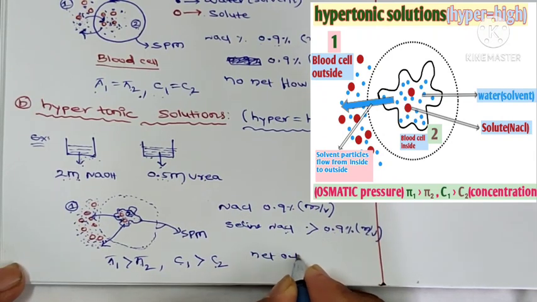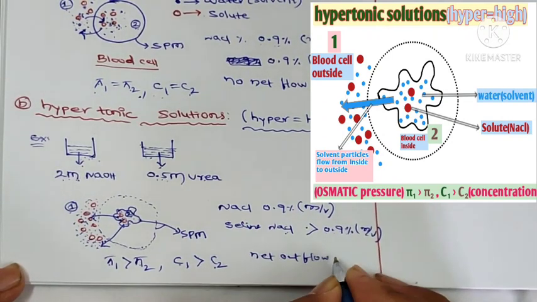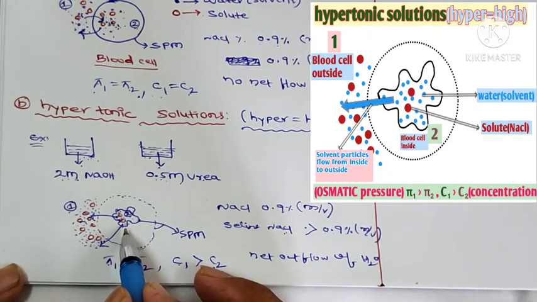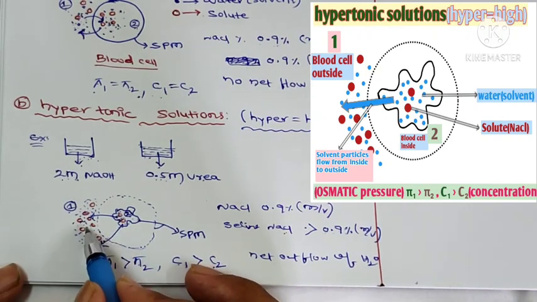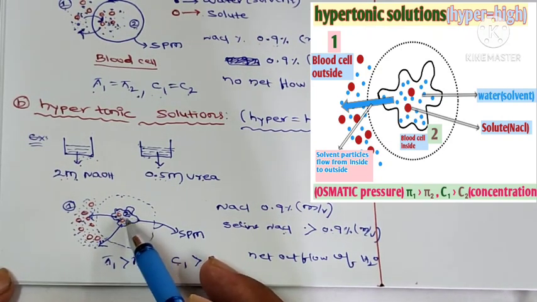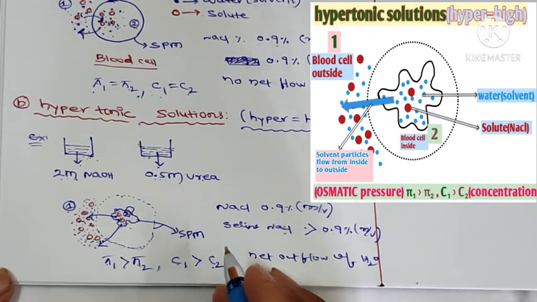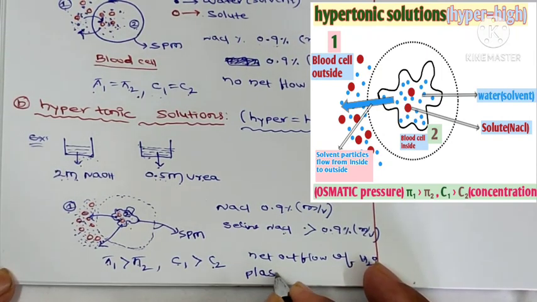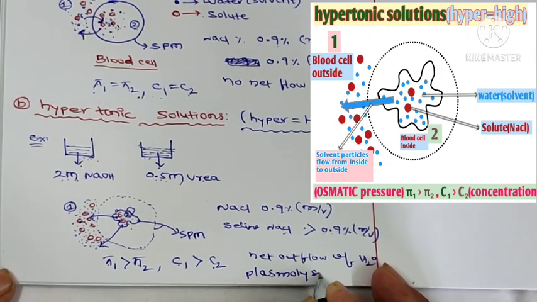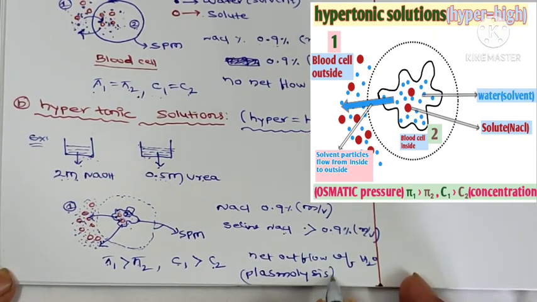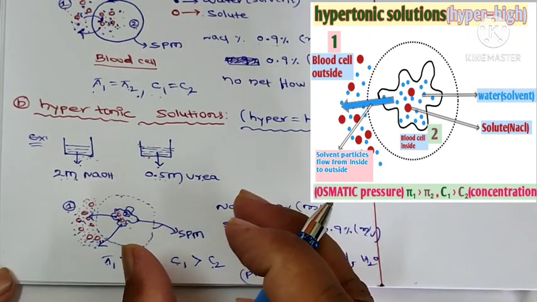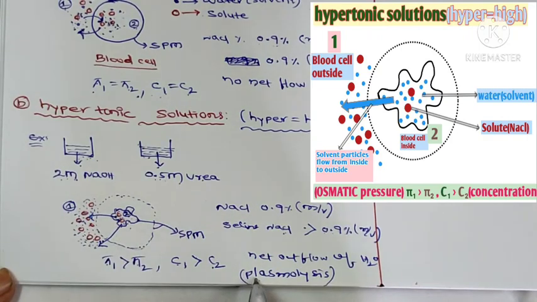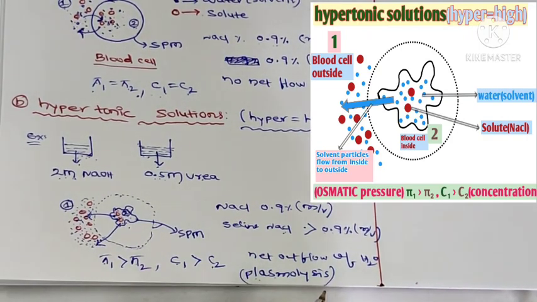So here there is net outflow of H2O, meaning the H2O molecules flow from inside the blood cell to outside the blood cell, and the shrinking of blood cells is known as plasmolysis. The shrinking of blood cell is known as plasmolysis.